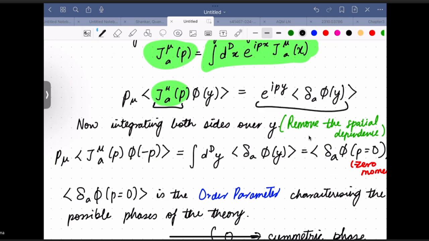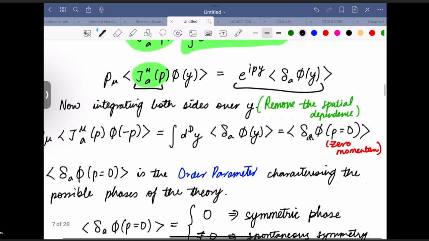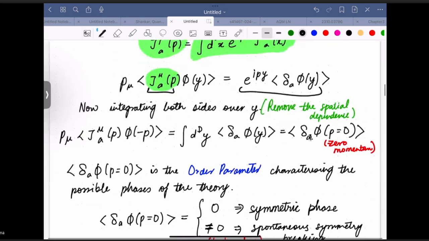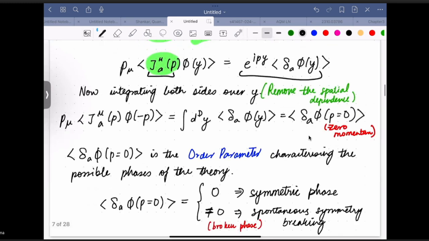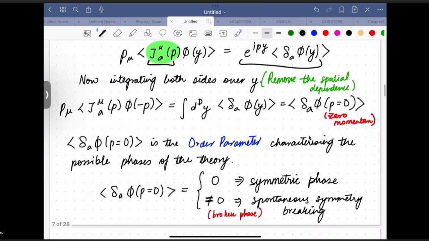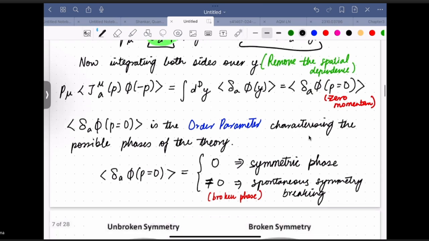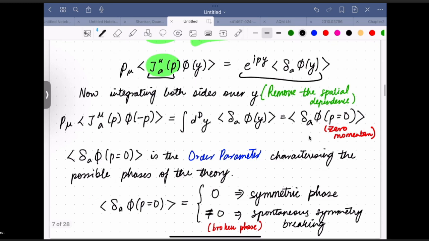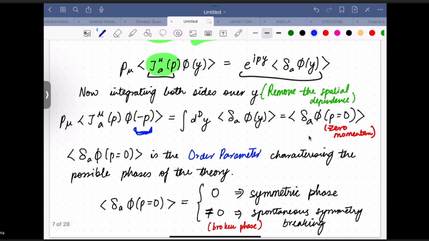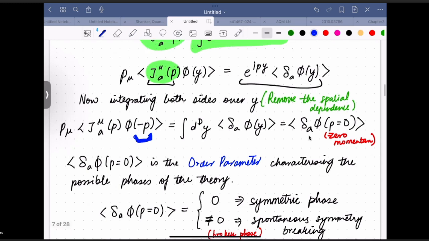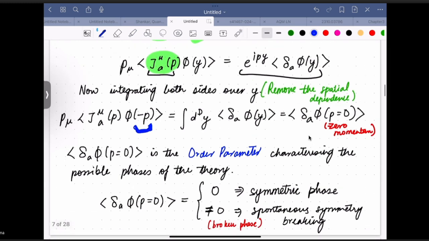The RHS is exactly the same. Now, we still have y's in our equation, right? We want to write everything in terms of momentum space. So our trick is to integrate both sides over y. This would get rid of our spatial dependence in the equation. We do that. For the LHS, we get minus p. This is just by the definition of the Fourier transform again. If you do the maths out, you would get minus p here.